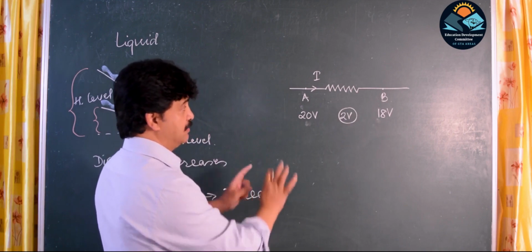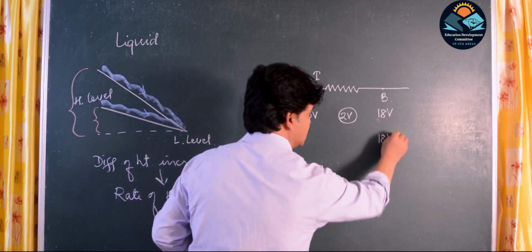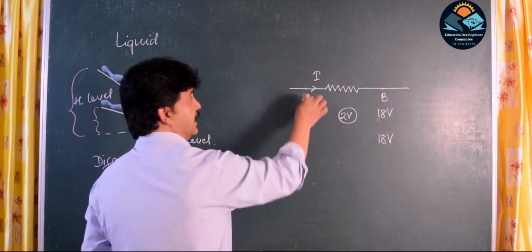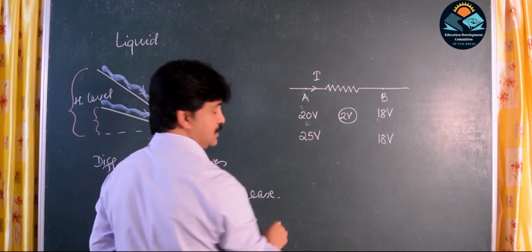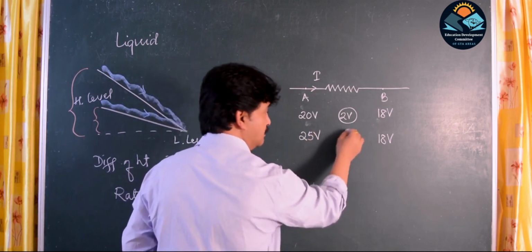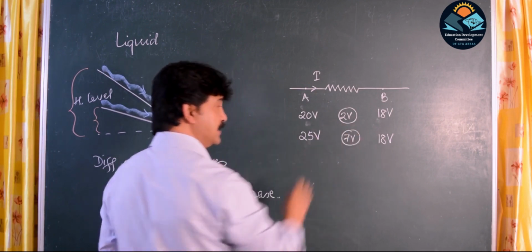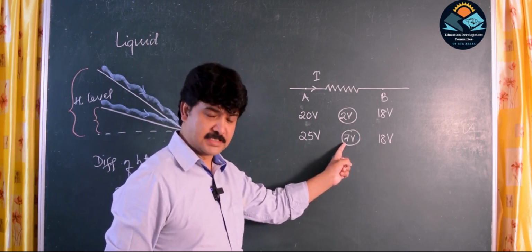Now let's see what happens when we increase the potential difference. For that, I am keeping the point B at the same potential, 18 volt, and I am increasing the potential of A to, let's say, 25 volt. So what is the potential difference right now? This means it is 7 volt. So it has increased, no? What has increased? The potential difference has increased.